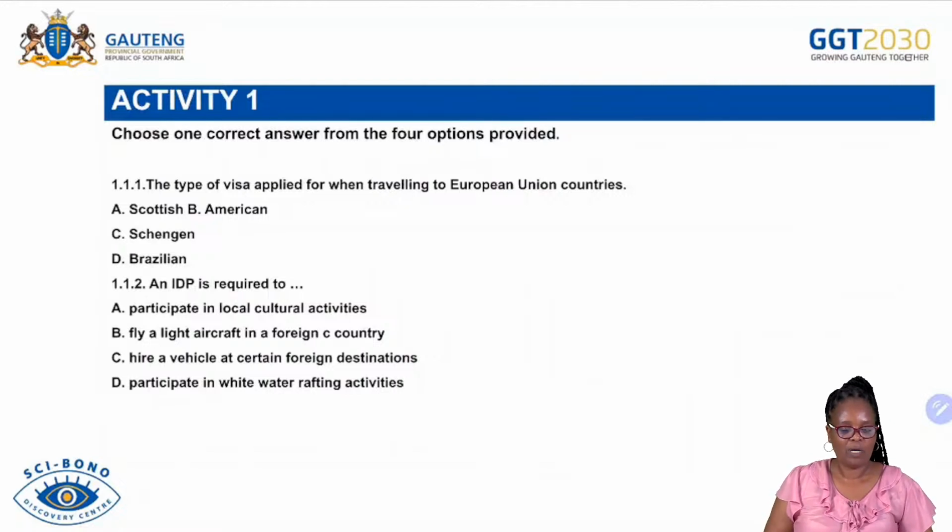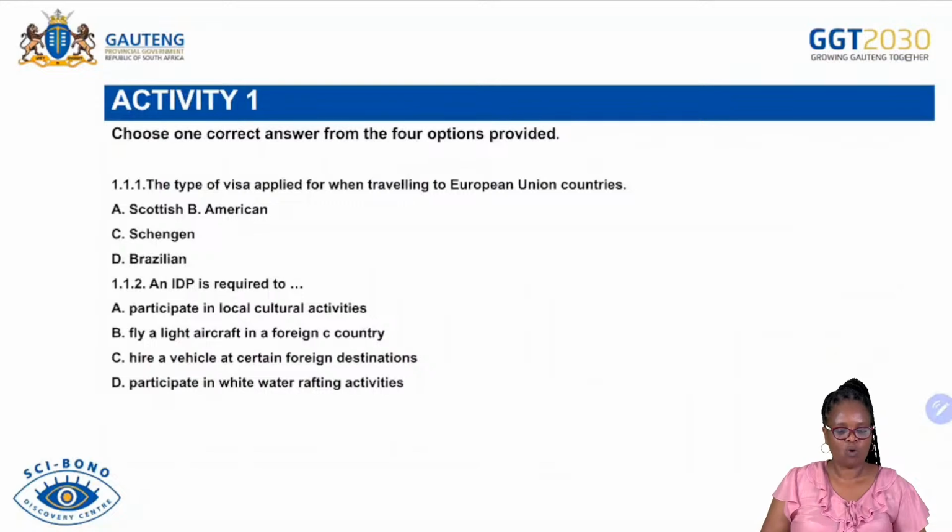Then question 1.1.1, it says the type of visa applied for when traveling to European Union countries. Number A, we have the Scottish. Number B, we have American. C, Schengen, and Brazilian. We've never heard about Scottish, American, Brazilian. And we've learned about Schengen. So the answer there is C, which is our Schengen visa.